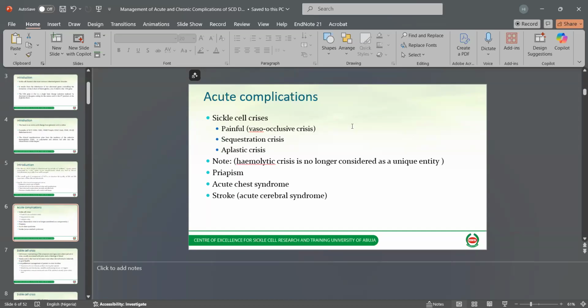Then we have priapism as an acute complication. We have acute chest syndrome, and we have stroke or acute cerebral syndrome.